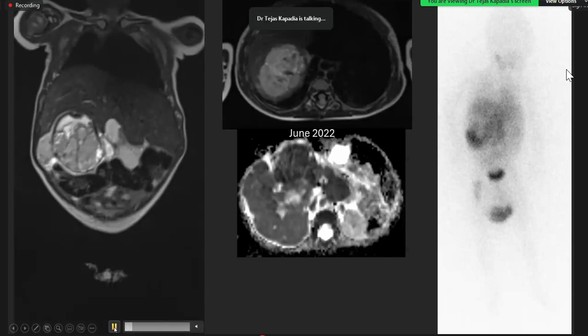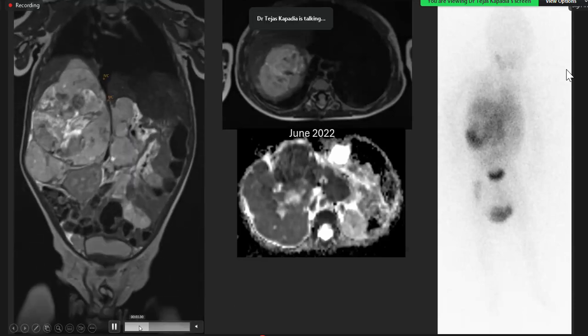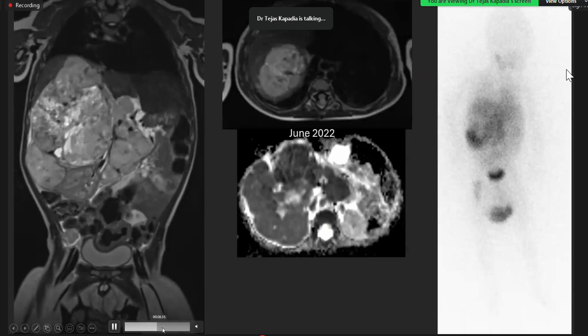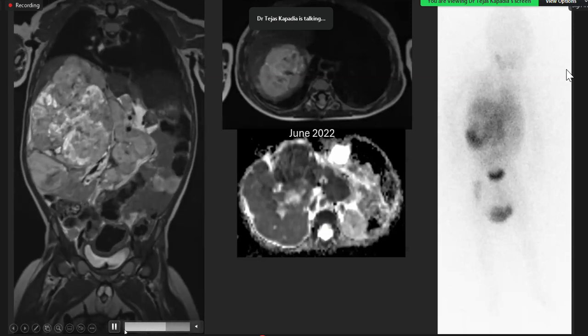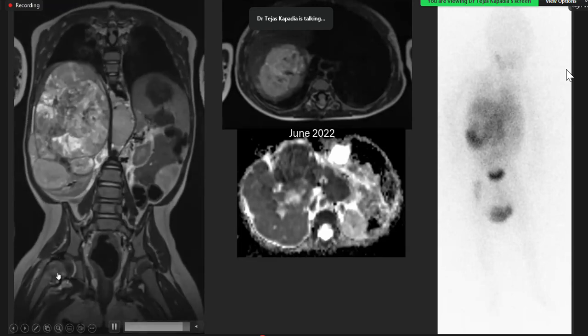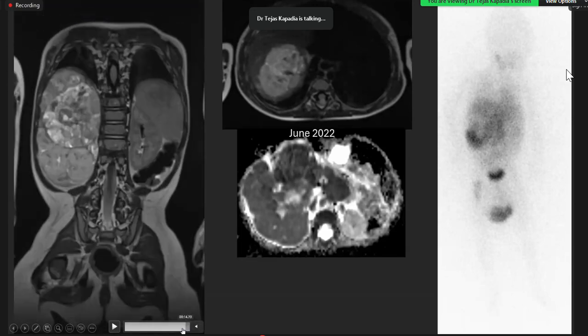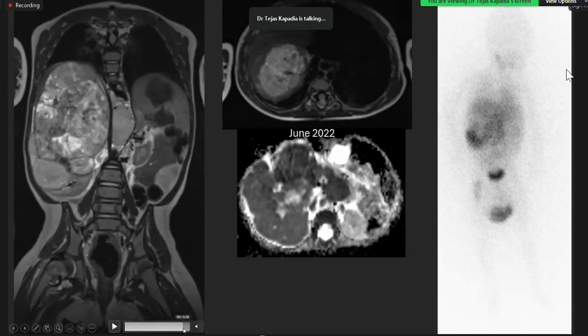So if we go back to this coronal sequence and try to see if we can figure out the right proximal femoral region, it will be right at the edge of the screen, and you can see this abnormal soft tissue there in the right proximal femoral region. So the proximal femur is involved, so there's a bone metastasis.